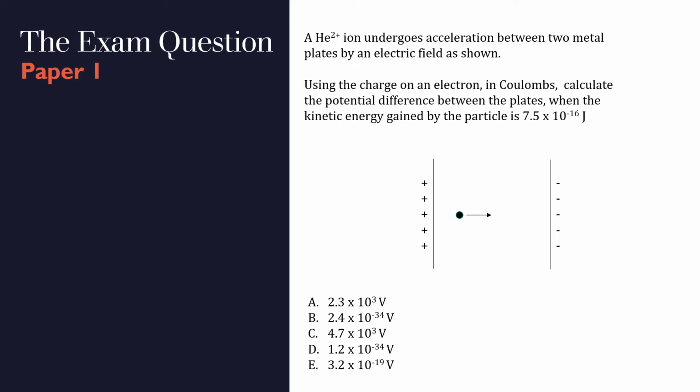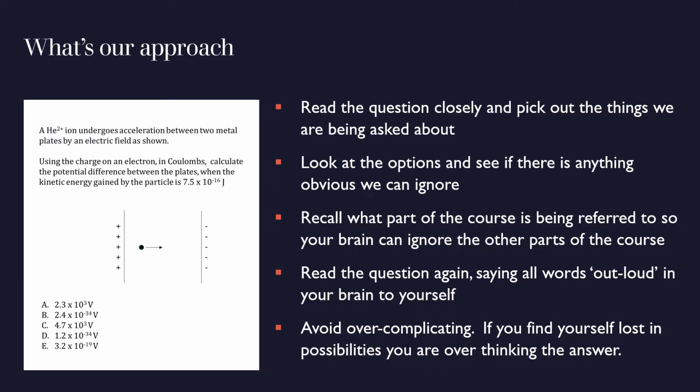So how do we go about this? Well, we need to read the question closely and pick out the things we're being asked about. We're being asked to find the potential difference, so that would be a voltage, and we can see that there is an energy provided in joules, and we are being instructed to use the charge on an electron in coulombs. So we've got coulombs, energy in joules, and we need to find a voltage. So that gives us a hint of where we're going.